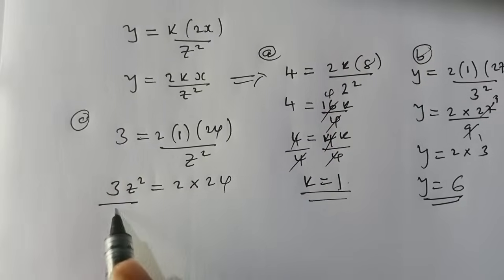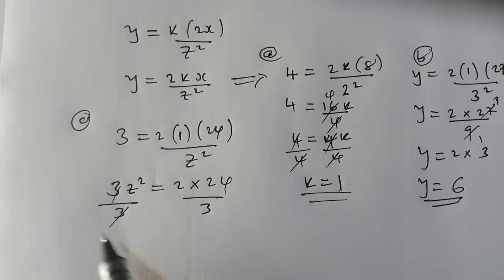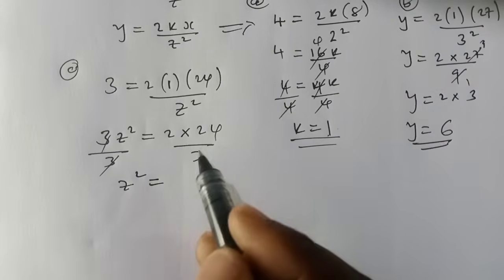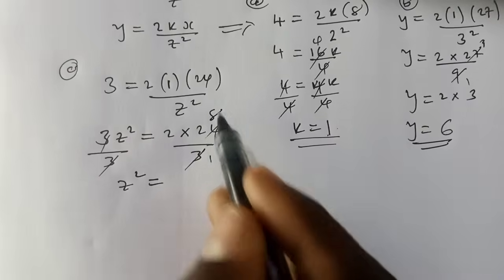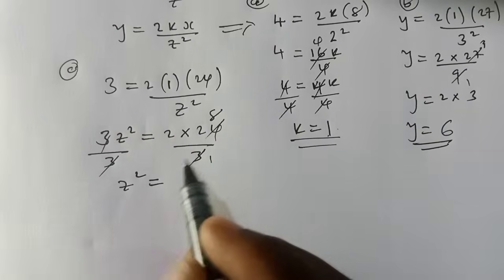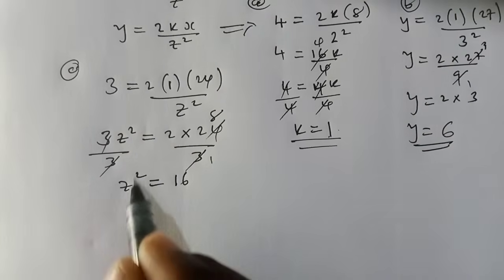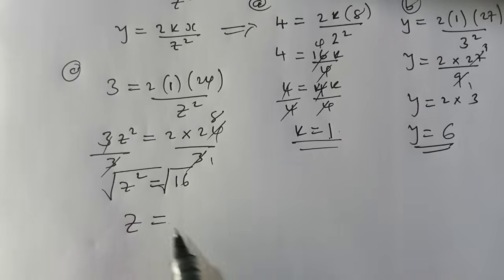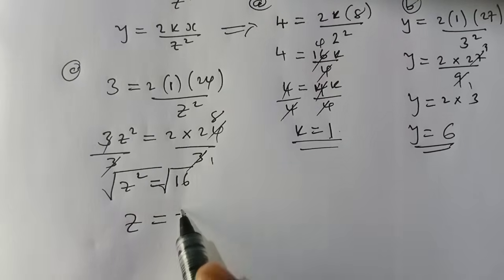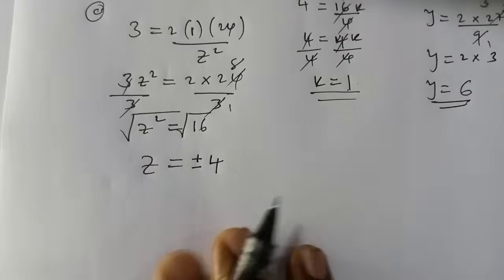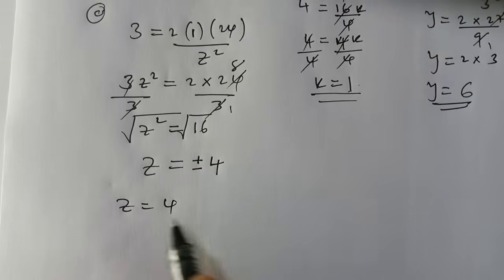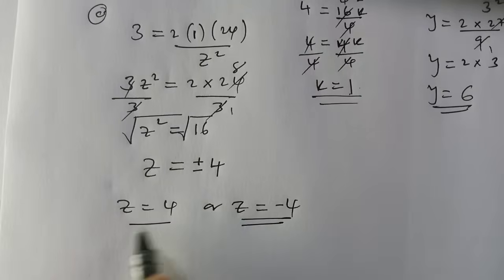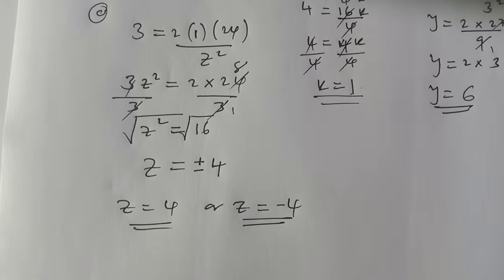So here, dividing by 3 over 3, z squared is equal to 2 into 24, it's 8. 2 times 8 is 16. So this power can disappear by square rooting both sides, whereby z will be equal to positive or negative 4. So we can just say z is equal to 4 or z is equal to negative 4. These are the two solutions. We go to the next question.